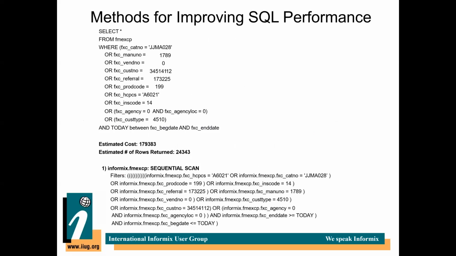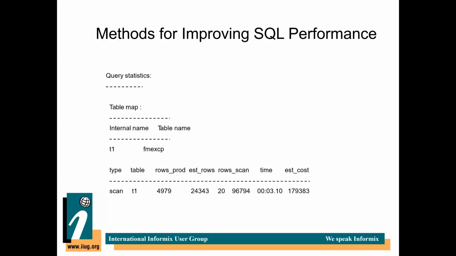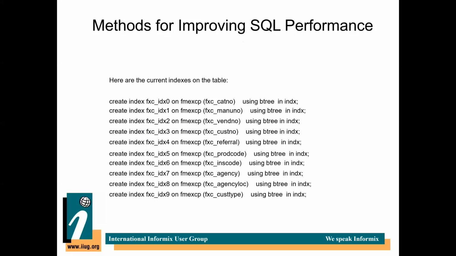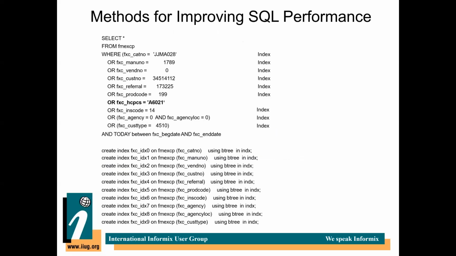So in this case, when I was working on a query, trying to find out why it was taking so long, it was doing a sequential scan. I looked at, again, the information from the SET EXPLAIN output. And then I looked at the indexes that were on the table, the current indexes. And when I looked at the query, I noticed that one of the columns didn't have an index.